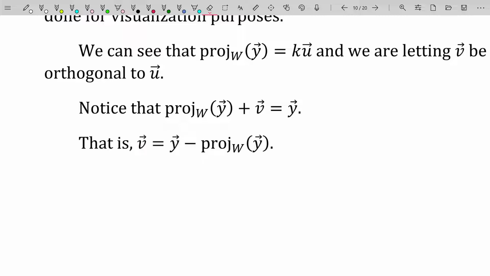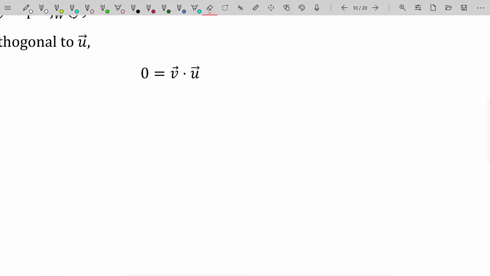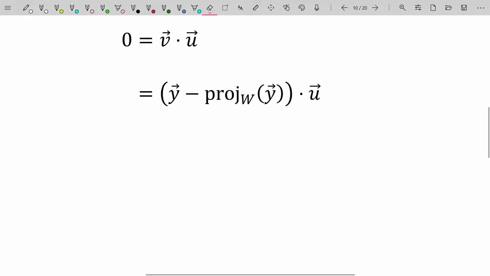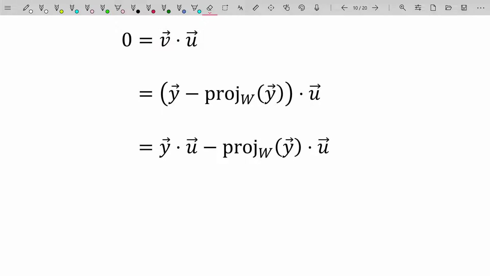Now, doing a little bit of algebra and subtracting the orthogonal projection of y onto w from both sides, we get that v is equal to y minus the projection of y onto w. But since v is orthogonal to u, we know that if we take the dot product of v and u, that dot product should be 0. And if that dot product is 0, well, there's another way to write that dot product. We happen to know what v is. v is this guy right here. So what I'm going to do is trade out that v in that dot product for y minus the orthogonal projection of y onto w. There we go. And now I'll do a little distribution, and that's just from the properties of dot products.